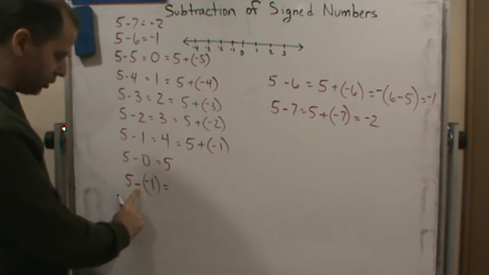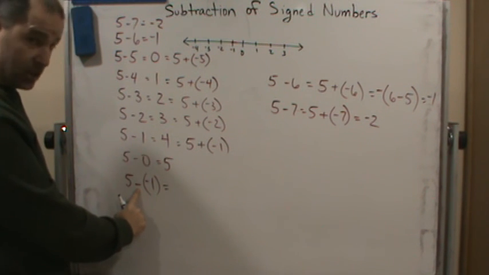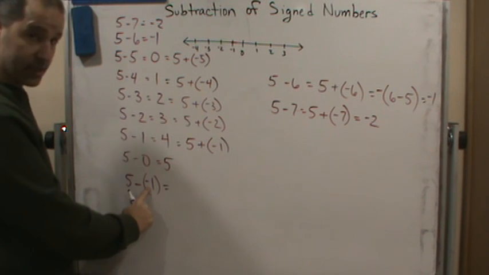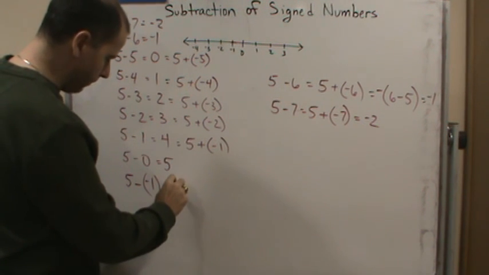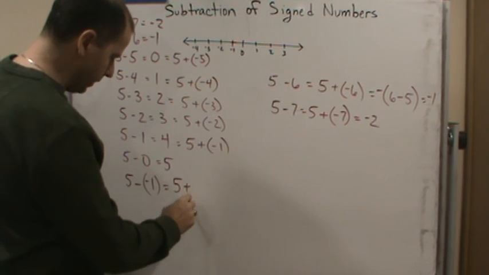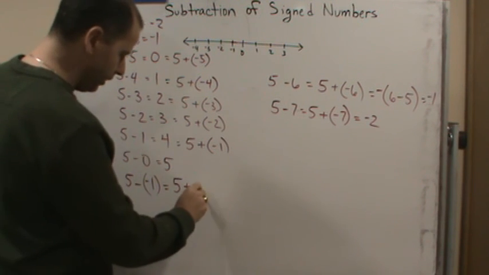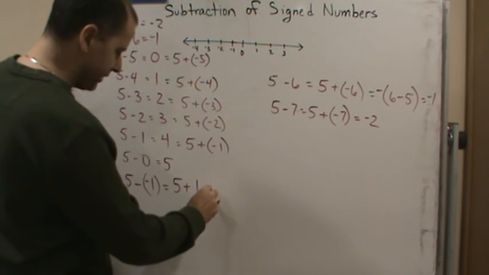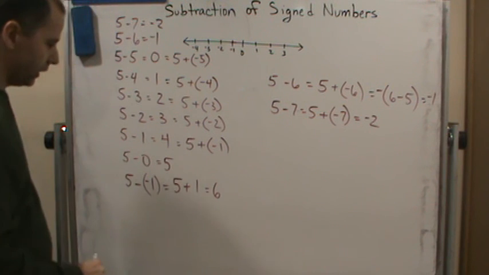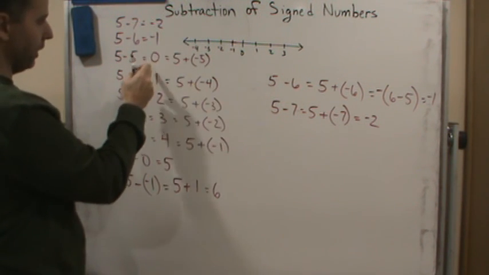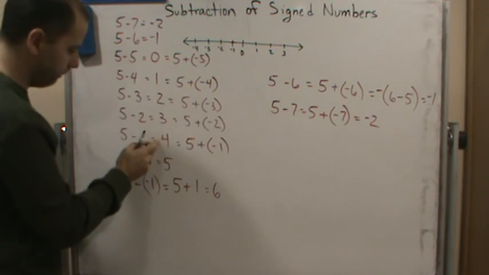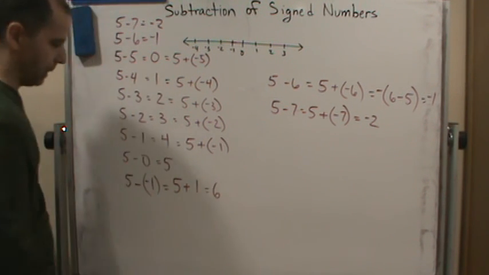We change this to an addition sign and change the sign of the second number. So let's see if that works. So we do 5 plus, well, what's the opposite of negative 1? 1. And that gives us 6. Look at that. Does it fit the pattern? Yes, it does. Negative 2, negative 1, 0, 1, 2, 3, 4, 5, 6.